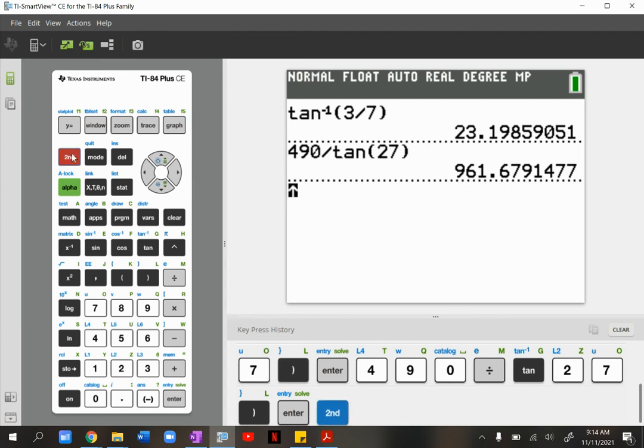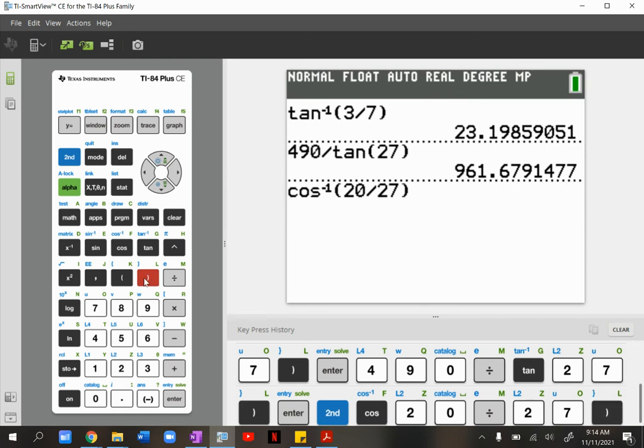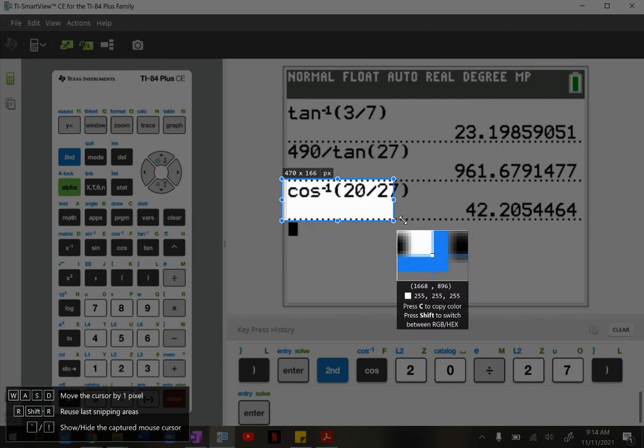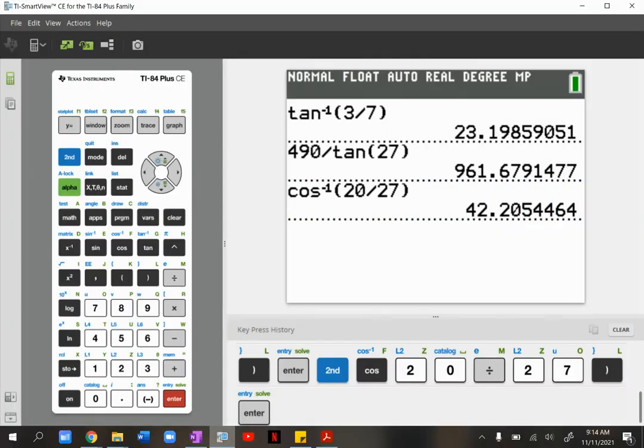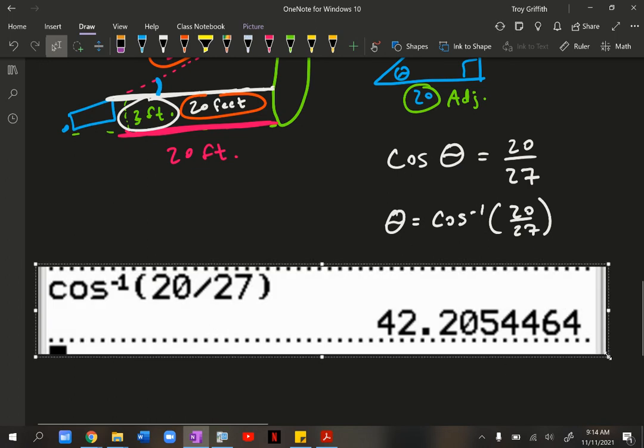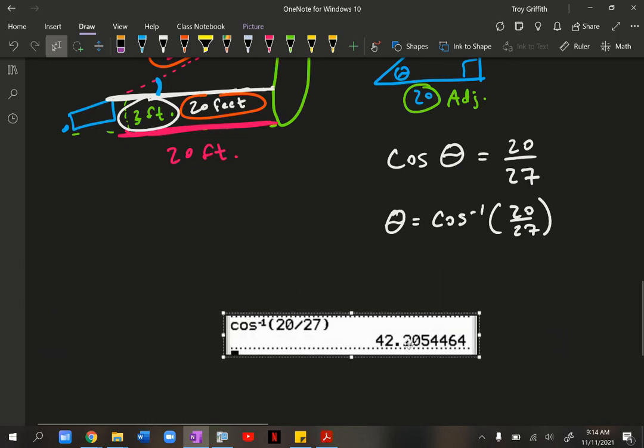Remember, in order to get those inverse trig functions, we need to press second and then whatever button we're trying to use. In this case, it's cosine. So cosine to the negative 1 of 20 divided by 27. I'm asking the calculator, find me an angle that has a cosine value of 20 over 27. And when I'm done, it gives me an angle of 42.205 degrees.